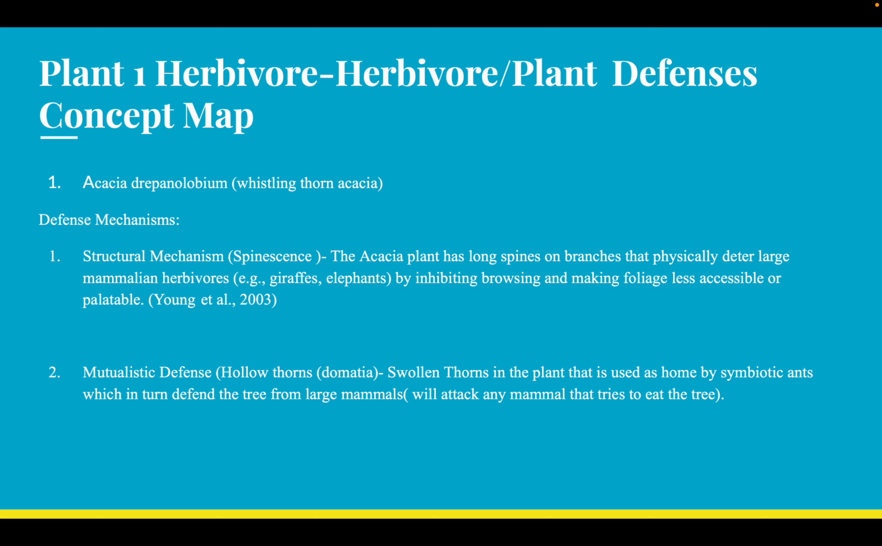Its second major defense is a mutualistic defense. Acacia plants have swollen thorns with entrances. These entrances allow ants to live there, and in turn, these ants defend the plants from herbivores. They basically attack any animal that tries to feed on the plants.